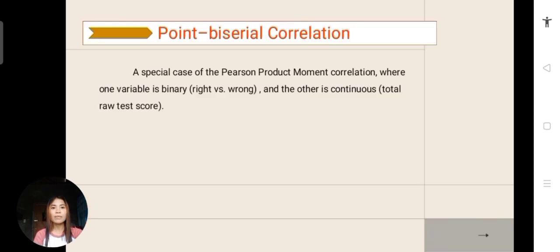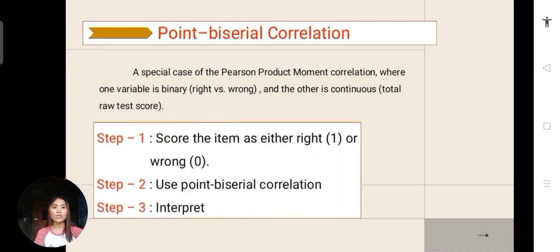Then, next is the point biserial correlation. Point biserial correlation is used to correlate item scores with the score of the whole test. It is a special case of the Pearson product-moment correlation where one variable is binary, right versus wrong, and the other is continuous, or the total raw test score. It can be done through steps. Step 1 is to score the item as either right or wrong. Step 2 is the use of point biserial correlation. Step 3 is the interpretation.